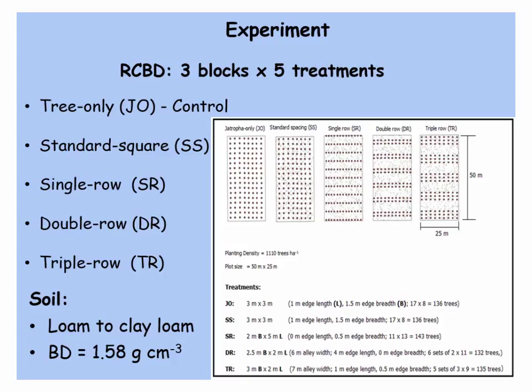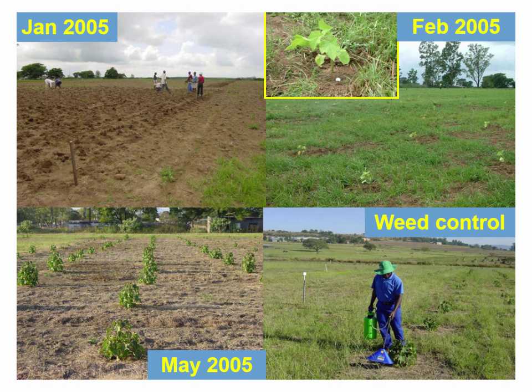The soil is loam to clay loam, but the clay content increased with depth. It was shallow, to a depth of about 65 centimeters, very short. Site preparation was early, in 2005, which is when it was planted. For weed control, we made sure that no grass grows next to the trees, with a 50 centimeter clearance on all sides. But in the double row and triple row, nothing will grow under the trees in the middle of the row.